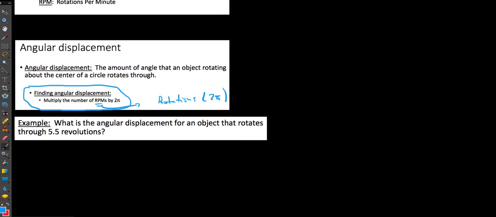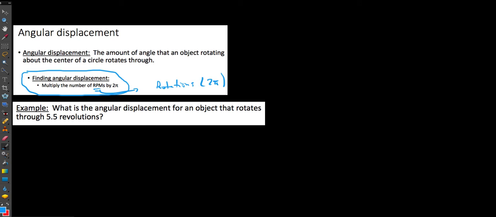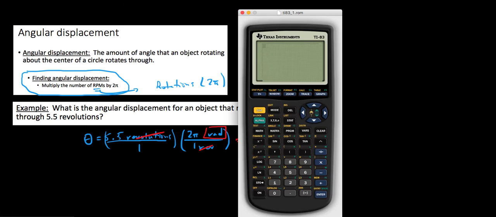As an example, what is the angular displacement for an object that rotates through 5.5 revolutions? I'm going to write this down as 5.5 revolutions. Essentially we're taking this times 2 pi, and I want to drive home the fact that this is really a conversion. What we're really saying is we have 2 pi radians per 1 revolution, and the revolutions cancel out, leaving us purely with radians. Common sense tells us 5.5 revolutions times 2 pi gives us the number of radians.